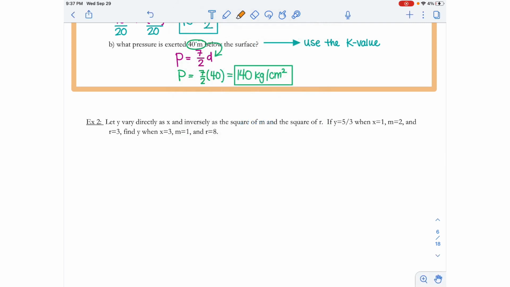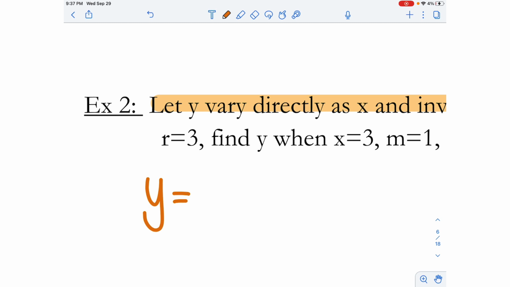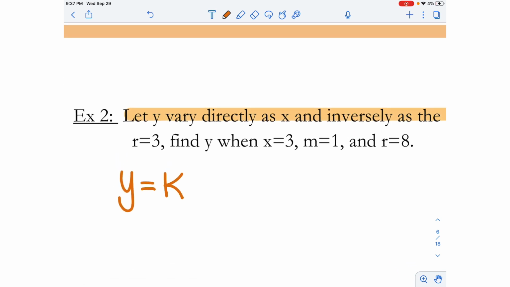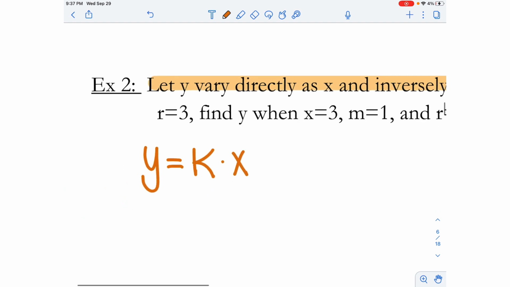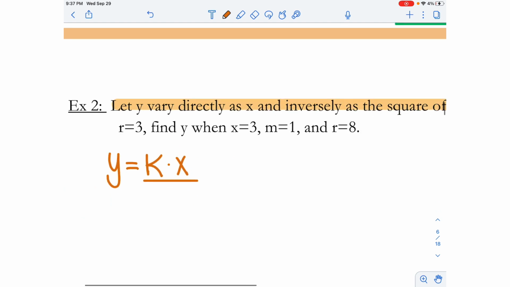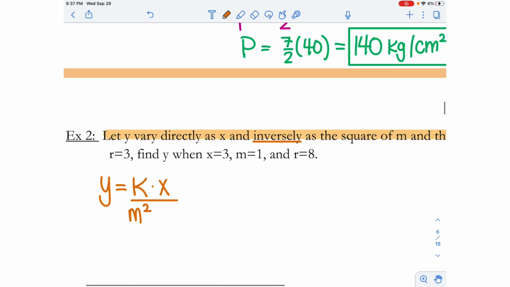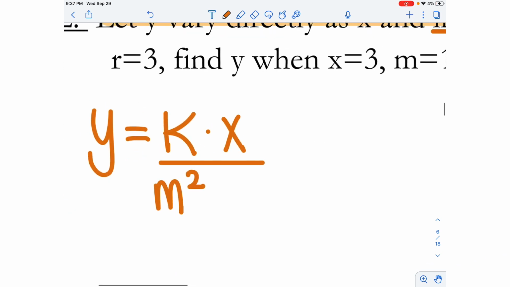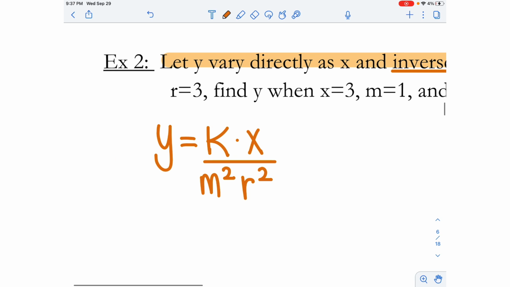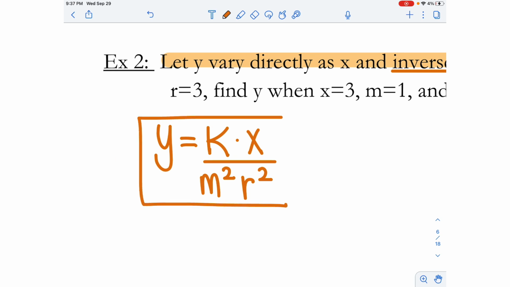Let's write the equation first. So this is the first thing we're going to do. Let y vary directly. Stop right there. That means y equals. Put a k right away. And it varies directly as x, so times x, and inversely, so divided by. As soon as you see that word inversely, it means divided by the square of m, so that's m squared on the bottom, and the square of r, and that's also going to be an r squared on the bottom. This is the equation.